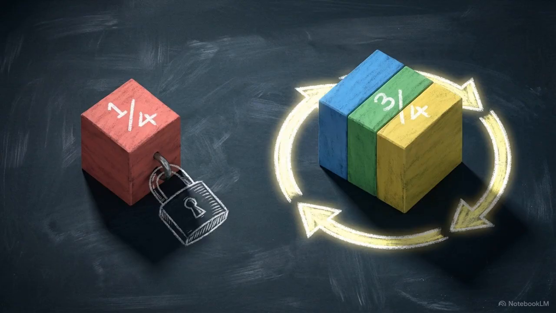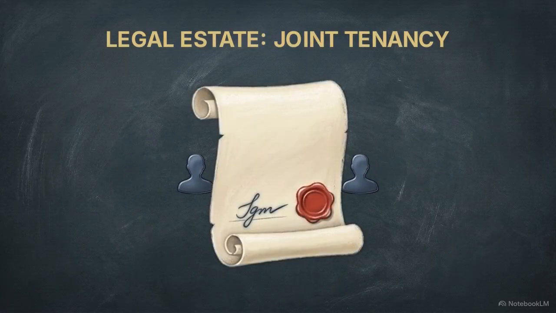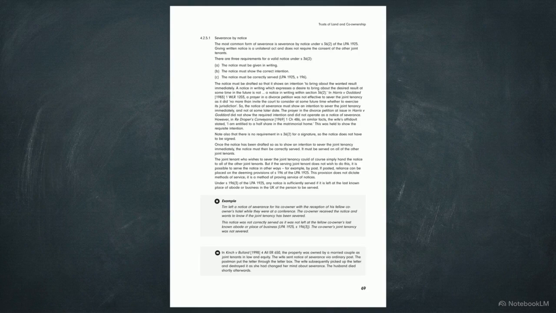Let's apply these rules to the scenario we opened with: 4 business partners, a secretly delivered envelope, and a sudden death. We can now trace the exact final ownership percentages. First, we resolve the legal estate. Survivorship applies automatically. The deceased partner's name is removed from the title, leaving the 3 surviving partners holding the legal estate as trustees. Next, we calculate the equitable estate.